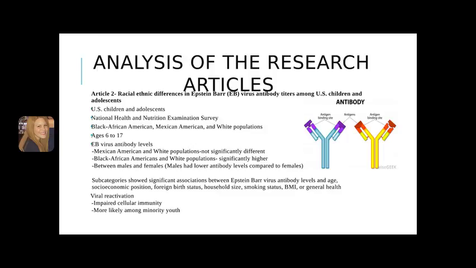The authors conclude the study mentioning that findings suggest that viral reactivation can lead to two things that I've included here on this slide. That is cellular immunity, and is also more likely to occur among minority youth. I consider this final statement to be very important because it can lead to the development of future treatments tailored for particular ethnic groups.